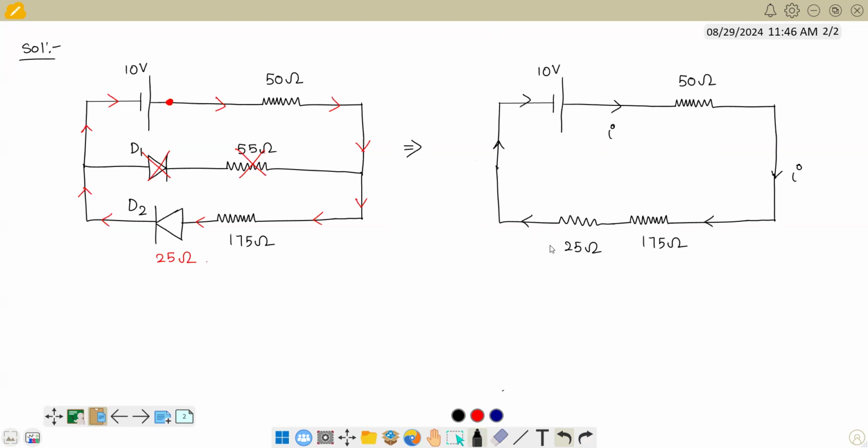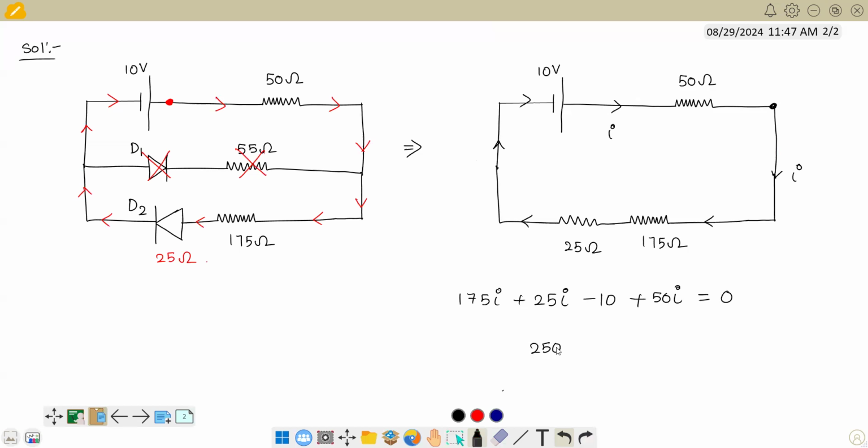Once we get this, we'll use loop law. So if I use Kirchhoff's loop equation, we'll get 175i. I'll start from here, 175i plus 25i. And we met the negative plate first, so minus 10. Here, for one battery, we have to take only once. We cannot write minus 10 and again plus 10. So we met the negative plate first. I'm traveling in this way in the direction of current. I hope you already know Kirchhoff's loop equation. So minus 10 plus 50i equals to 0.